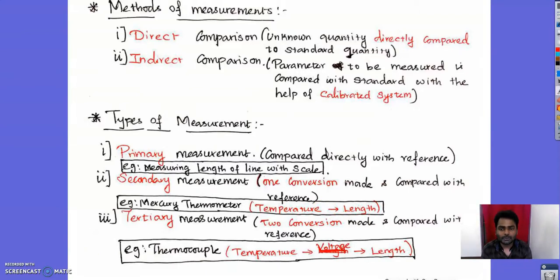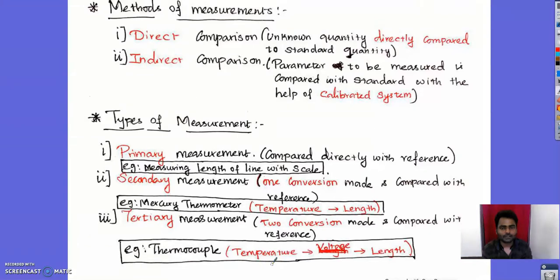And coming to tertiary measurement, two conversions are made and then it is compared with the reference value or standard value. An example of tertiary measurement is the thermocouple. In this, the temperature is converted into voltage first, and then the voltage is converted into length.